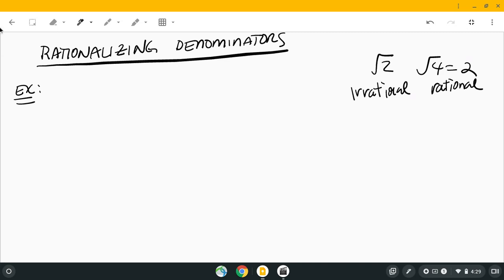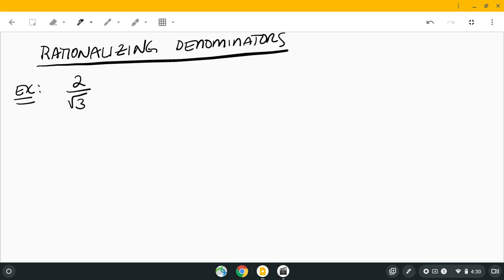So what we're doing here when we rationalize the denominator is we're taking a denominator that's irrational and turning it into a rational number. Okay, so let's have a look. Suppose that I have this number here, 2 over square root 3. Clearly the denominator, square root 3, is irrational. So what we want to do is turn it into a rational number, like 5 or 7 or 9 or something like that. So we're trying to get rid of that radical.